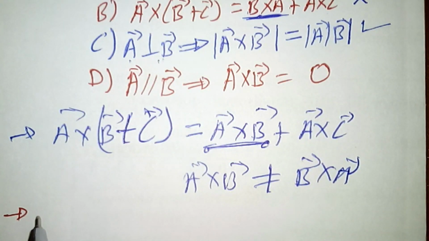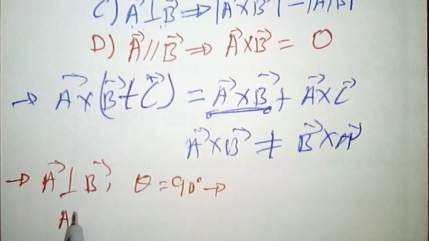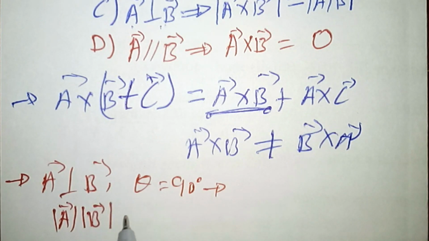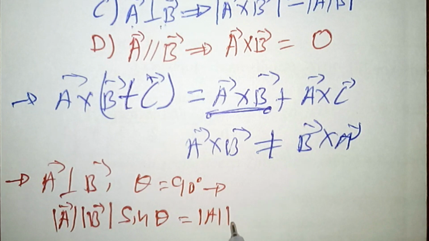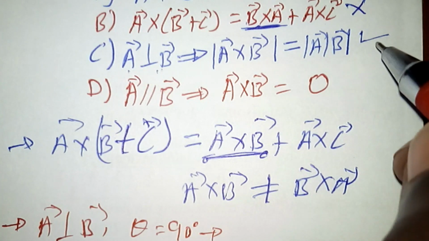If A and B are perpendicular, the smaller angle between A and B is 90 degrees, meaning they are orthogonal. So the cross product of A and B, which is the magnitude of A times the magnitude of B times the sine of the angle between them, is always the magnitude of vector A times the magnitude of vector B, since sine of 90 degrees equals 1. So alternative C is also true.